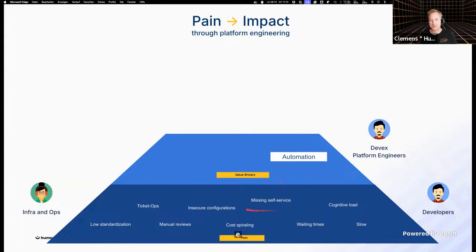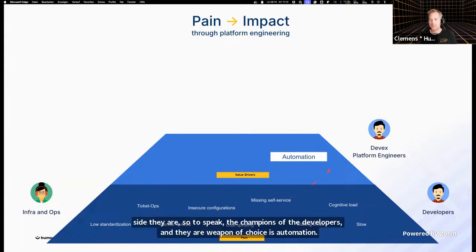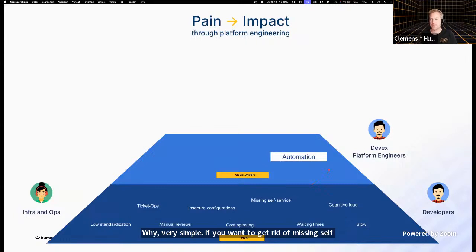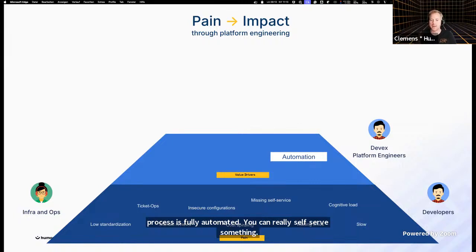Why? Very simple. If you want to get rid of missing self-service, you need to have full automation first, because if anything is not automated, then you still need to have a bio interface, so to speak, a ticket machine, and you need to wait on that ticket. Only if the process is fully automated, you can really self-serve something. And that's great, because now you can create those needed resources even faster and fully automatically.